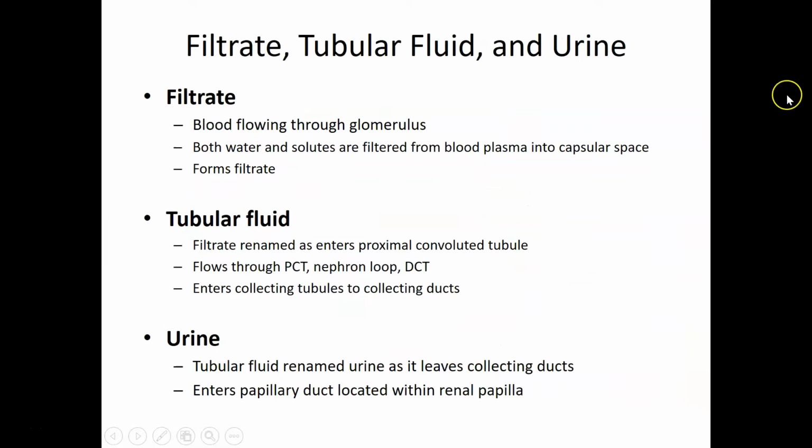All right, just a note about the names of the fluids. It depends on where the fluid is. If the fluid has exited from the bloodstream in the glomerular capsule and is sitting in the capsular space, it's called the filtrate. If the fluid is passing through the renal tubule, it's called the tubular fluid. Once the fluid passes through the collecting ducts and gets to the renal papilla, then it's going to enter the minor calyces of the renal pelvis. So at that point, it's called urine.